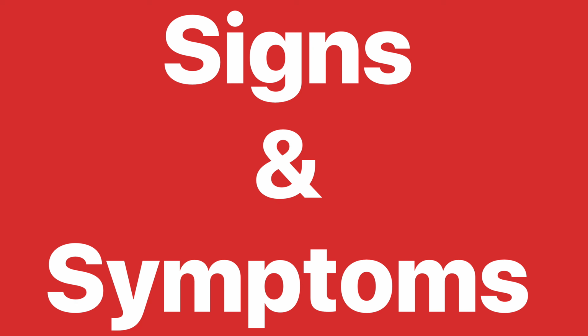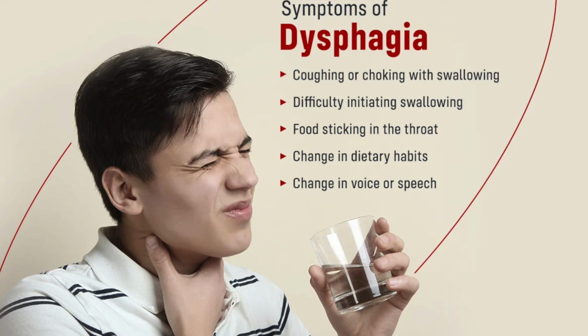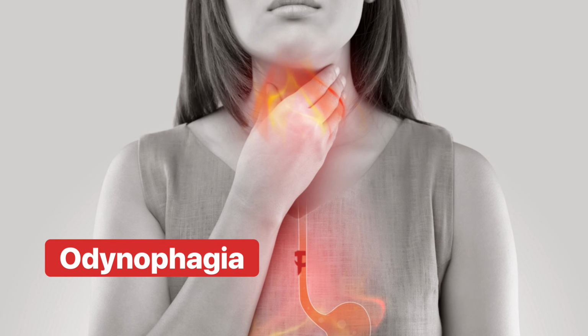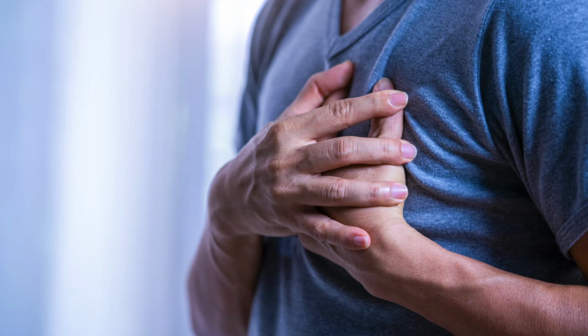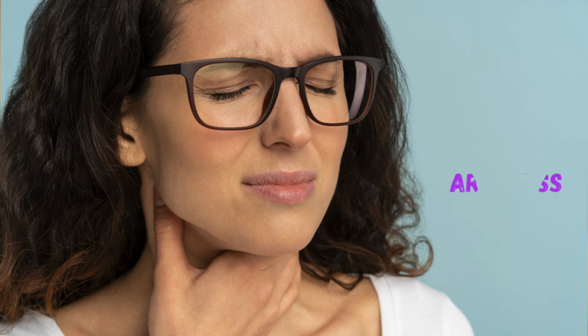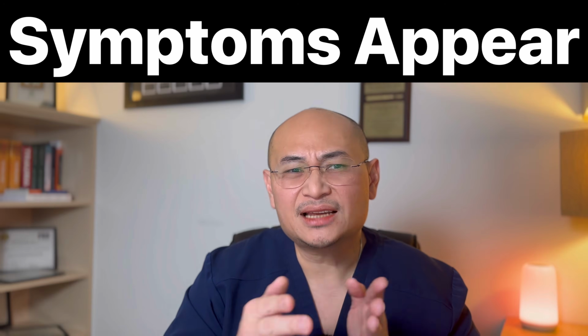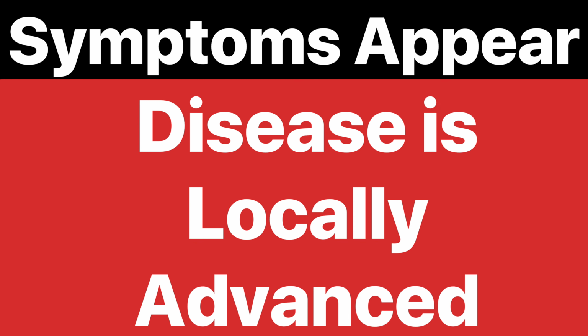So how does this present? The most classic symptom is progressive dysphagia, starting with solids, then liquids. Other symptoms include unintentional weight loss, odynophagia or painful swallowing, chest pain, hoarseness when there is advanced disease and invasion of other structures, chronic cough, and iron deficiency anemia. By the time symptoms appear, the disease is often locally advanced.